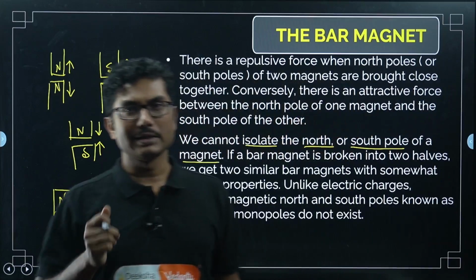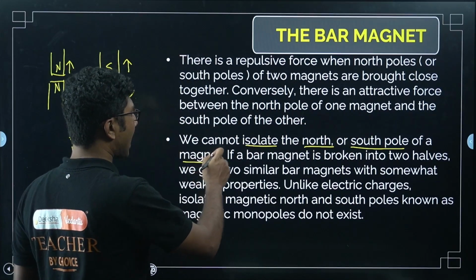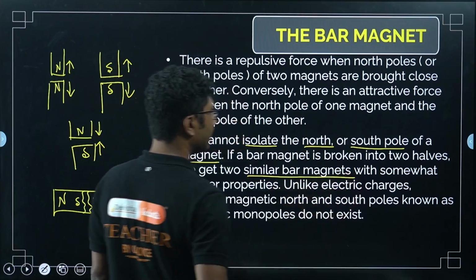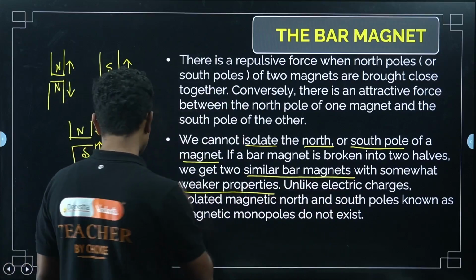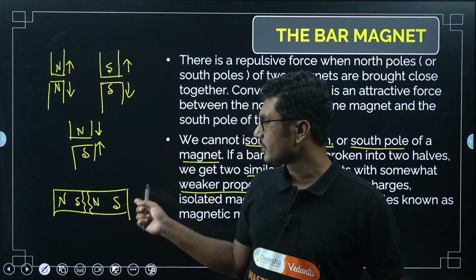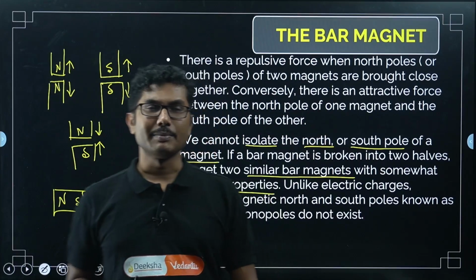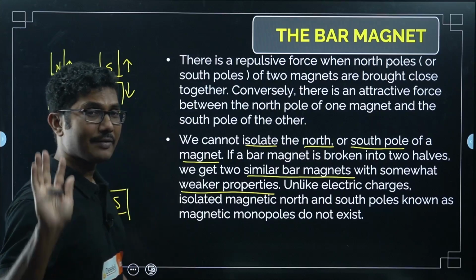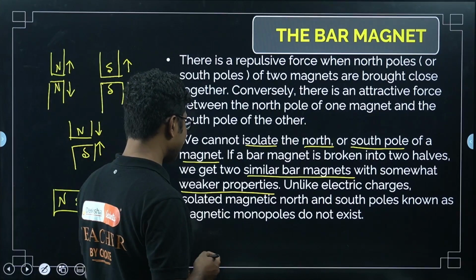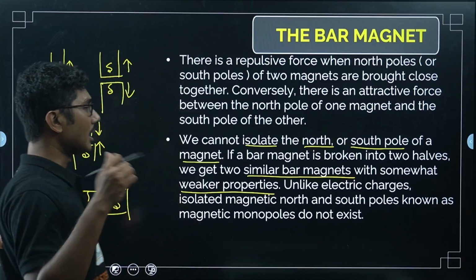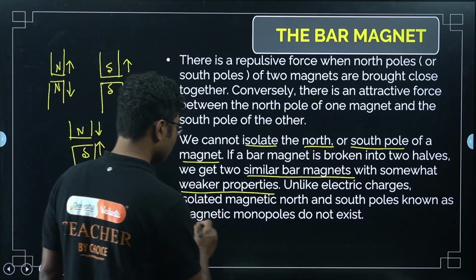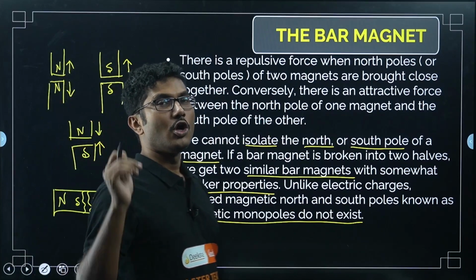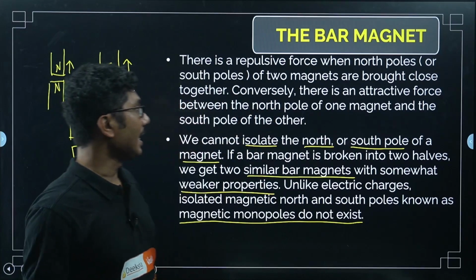Or only south. That is not possible in nature. If a bar magnet is broken into two halves, we get two similar bar magnets with somewhat weaker properties. Obviously, if I break this magnet into two halves, they will not be as strong as previously, they will reduce their attractive powers, but still they will behave as magnets. Unlike electric charges, isolated magnetic north and south poles, known as magnetic monopoles, do not exist. Very, very important line: magnetic monopoles do not exist in nature, right?